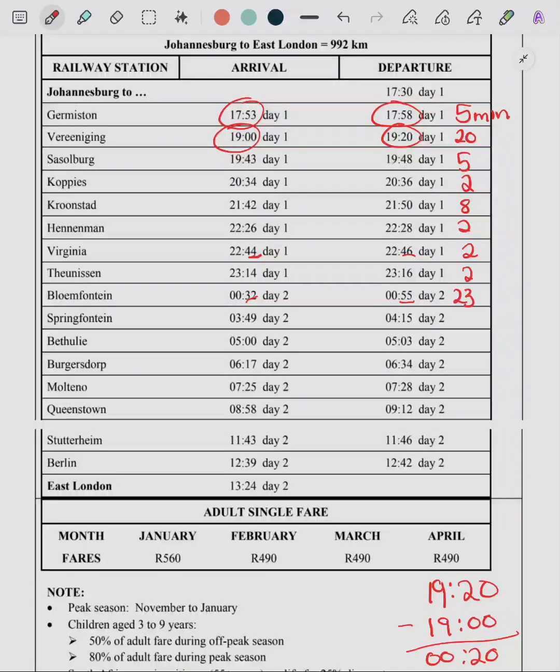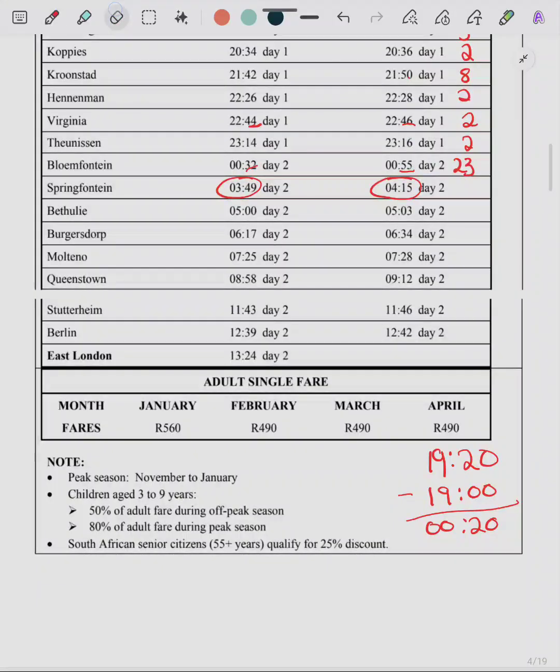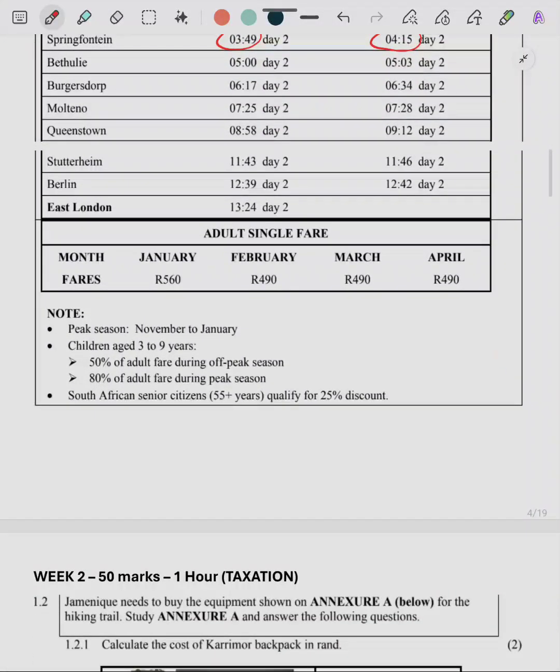This one here in Springfontein is actually quite a lot longer. It's 4:15 and 3:49. So let's look at doing a column sum for that one, just to assist if you're not sure how to do that. I'll make some space at the bottom. So I've got 4:15, and I'm taking away 3:49.